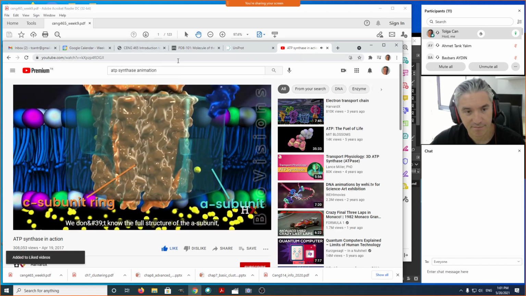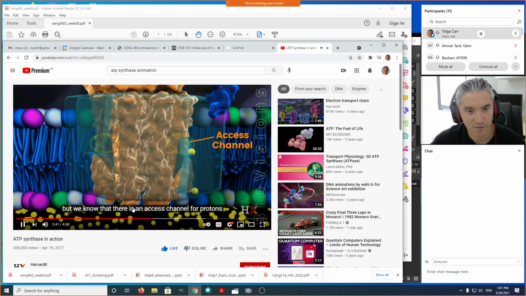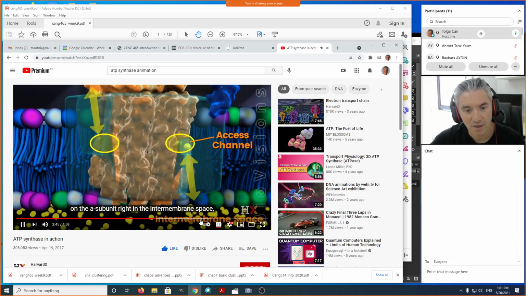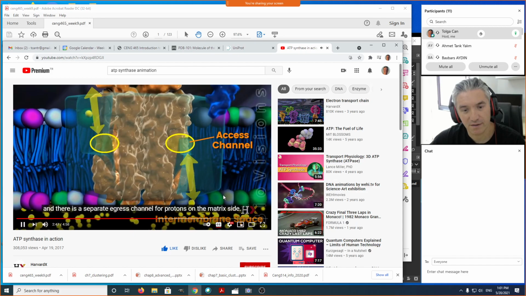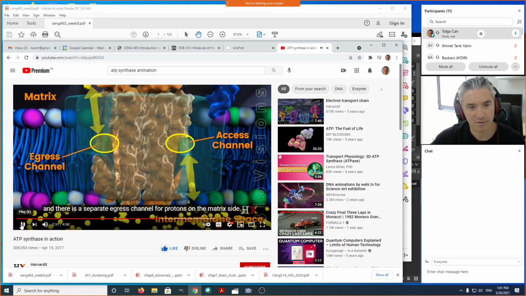We don't know the full structure of the A subunit, but we know that there's an access channel for protons on the A subunit right in the intermembrane space. And there's a separate egress channel for protons on the matrix side. I'm not going to go into details of the physics and chemistry of this, because it's really complicated. It's outside the scope of this class.